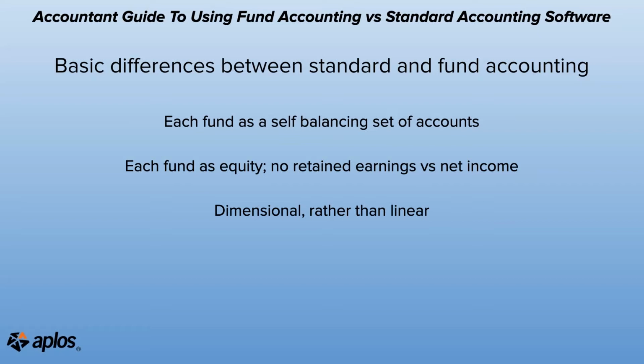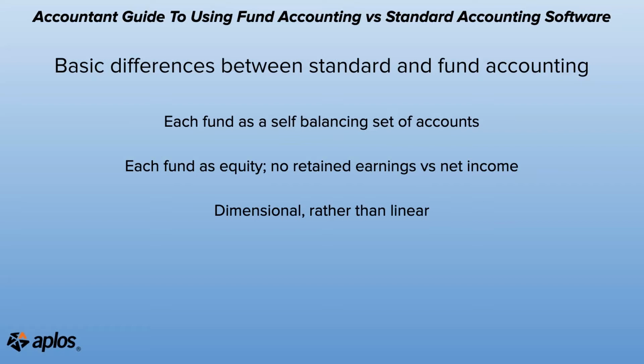When creating a chart of accounts for a fund, each fund is set up as an equity account. So typically in a nonprofit software, you don't have a difference between retained earnings, net income, or owner's equity. You have simply a fund balance for each fund that you have. Again, we're going to take a look at examples. So each fund is equity, no retained earnings versus net income.